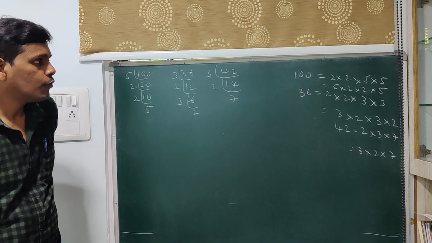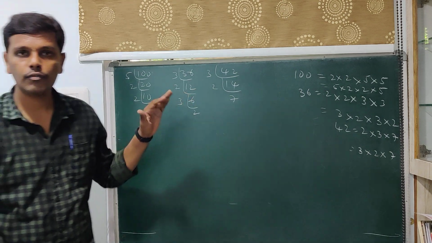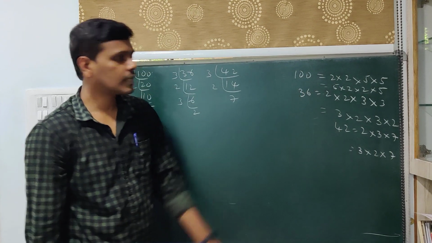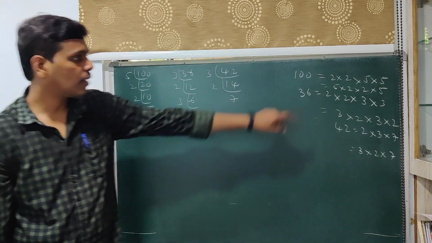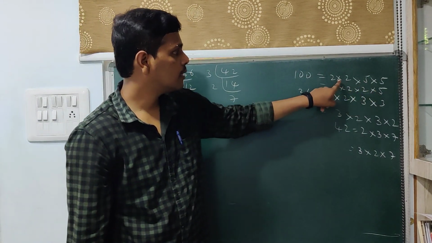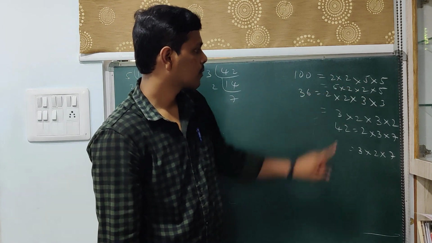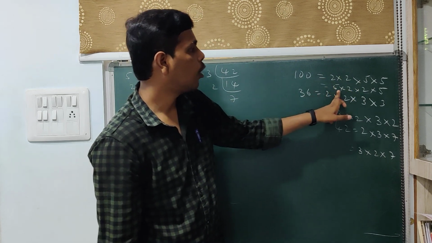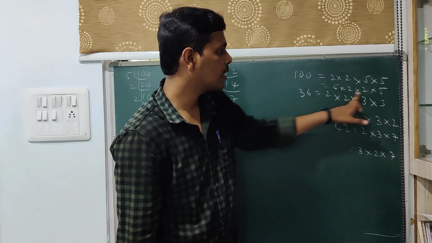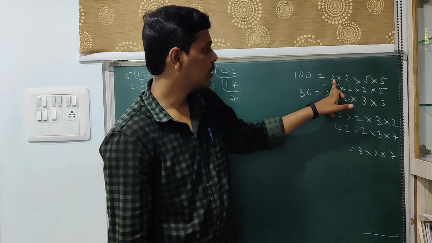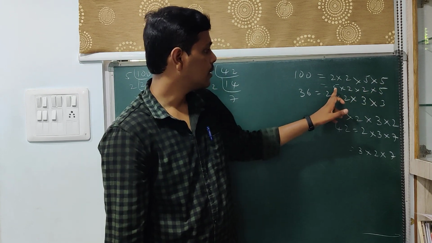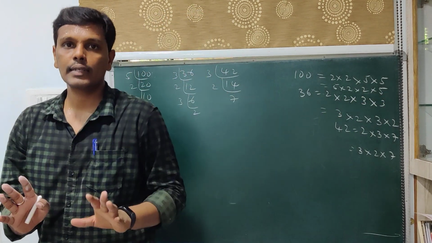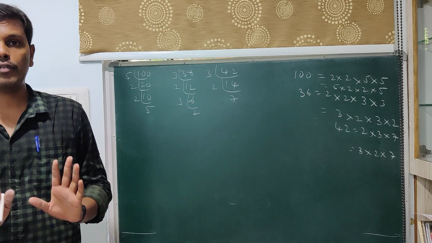Okay. Now if you look into this, though I have done the prime factorization for these numbers in a different way, if you have observed, the prime factors remain constant. See, here the prime factors are 2 and 5. Here also the prime factors are 2 and 5. However, the difference is the order of the prime factors in which they occur. Here we have 2 2 5 5. Here we come across 5 2 2 5. Except for the order of the prime factors, we are getting the same prime factors.